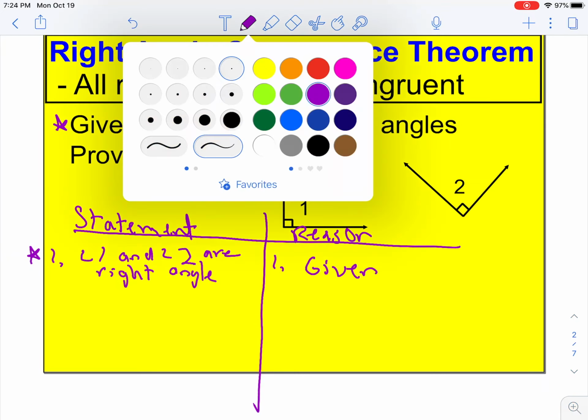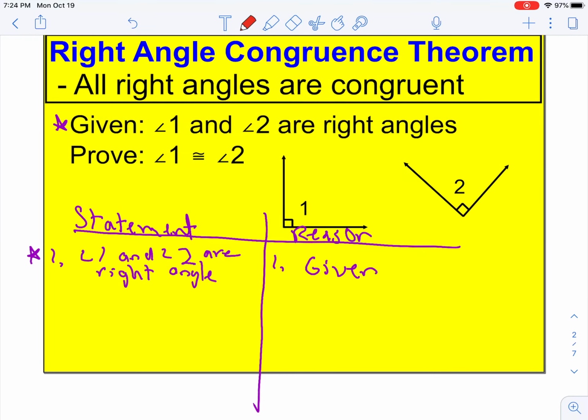So then, what does it mean when we have a right angle? Well, if we have a right angle, that means its measure is 90 degrees, so we're going to write that. That means the measure of angle 1 is 90 degrees, and the measure of angle 2 is 90 degrees. Why? Well, because that's what it means to be a right angle. So that is the definition of right angle.